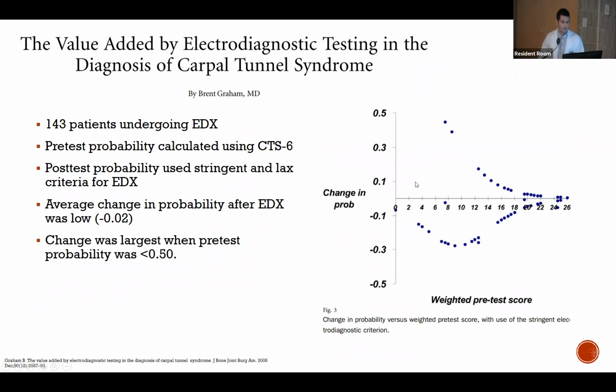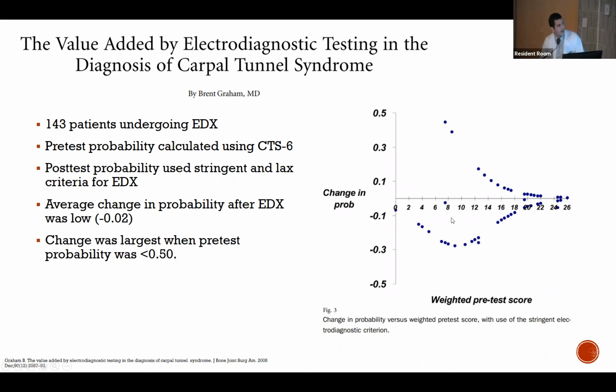Just another study to belabor this point: Dr. Graham looked at the value added by electrodiagnostic studies for carpal tunnel syndrome, and he used what was called the CTS-6, which gives an estimate of pretest probability for carpal tunnel syndrome based on 6 factors. It looks at numbness in only the median nerve distribution, nocturnal numbness, thenar atrophy, positive Phalen, positive Tinel, and loss of 2-point discrimination. They then underwent electrodiagnostic study, 143 of these patients, and a post-test probability was calculated.